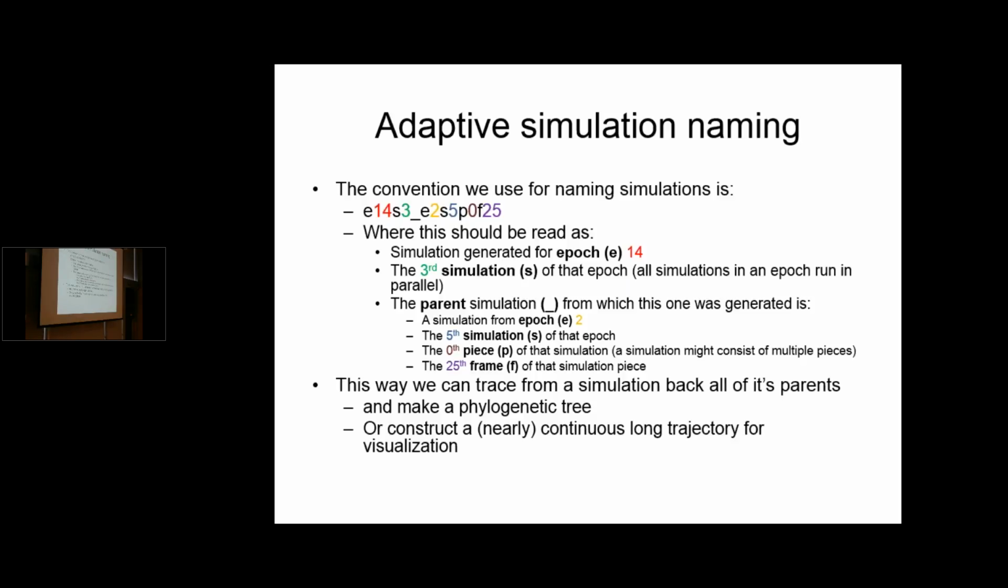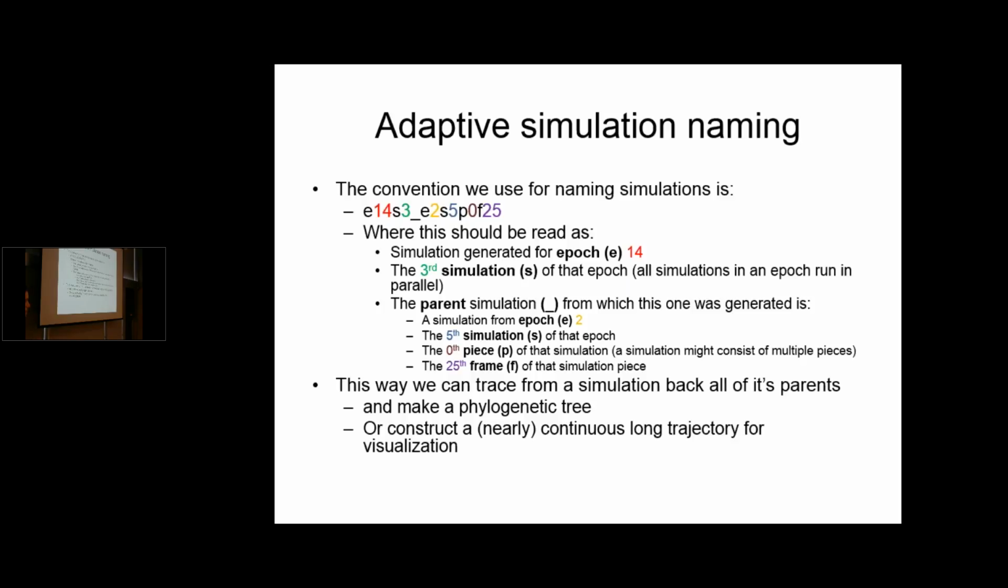The convention that we use for naming the simulations is the following. It looks a bit ugly at the beginning, but it's quite intuitive. This is the name of the current simulation, which is E14, so epoch 14, S3, simulation 3, because we have multiple simulations per epoch, which we send out. Underscore, this is the parent's name, where it came from. It tells you that it came from epoch 2, simulation 5, from the first piece of that simulation, because sometimes we split our simulations into pieces.